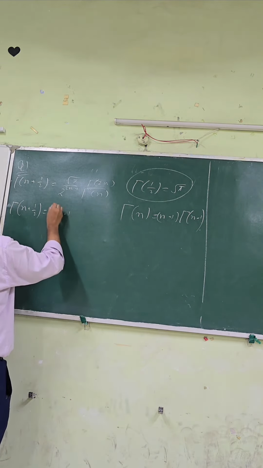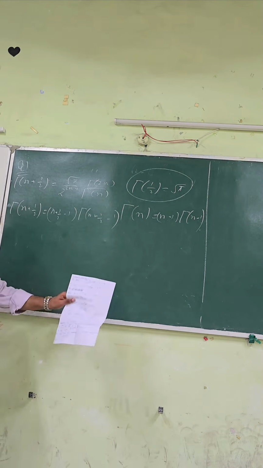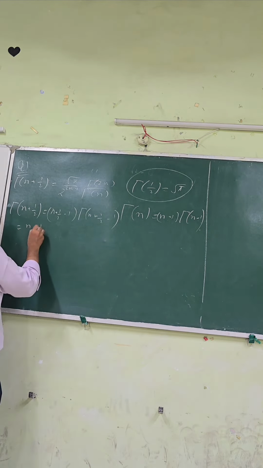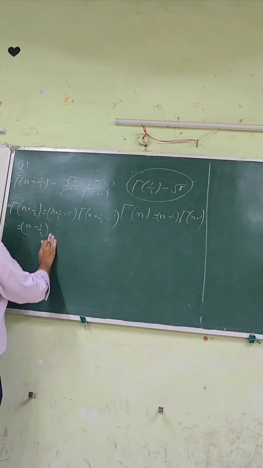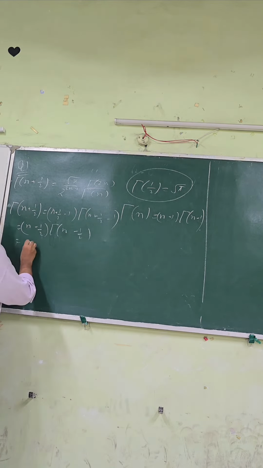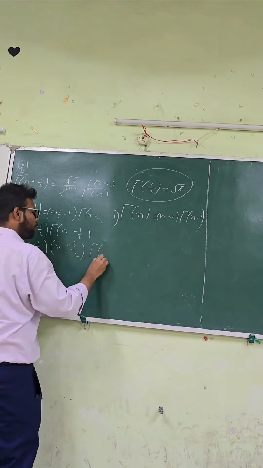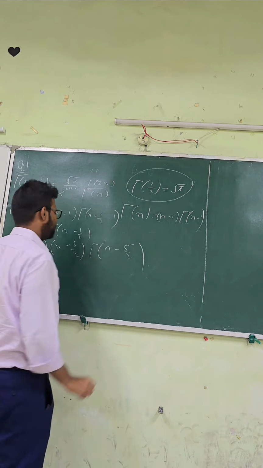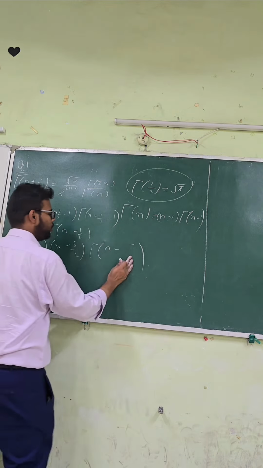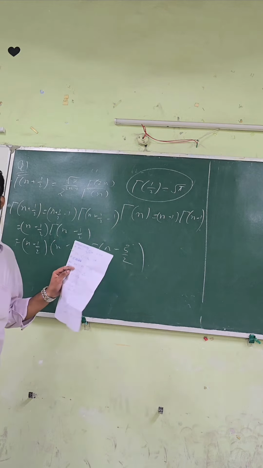Gamma of (n plus 1)/2 equals ((n plus 1)/2 minus 1) into gamma of ((n plus 1)/2 minus 1), right? So you get (n minus 1)/2 into gamma of (n minus 1)/2. And you again apply this property, you get (n minus 1)/2 into (n minus 3)/2 into gamma of (n minus 5)/2, right? You'll get like this (n minus 3)/2. Is it okay? Is it clear? And you will go till gamma of 1/2, right?